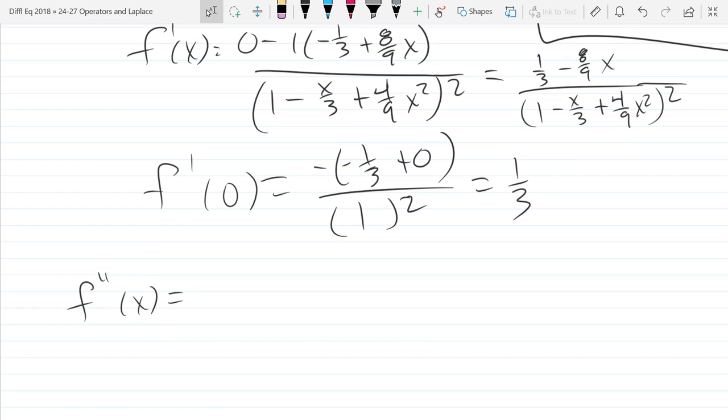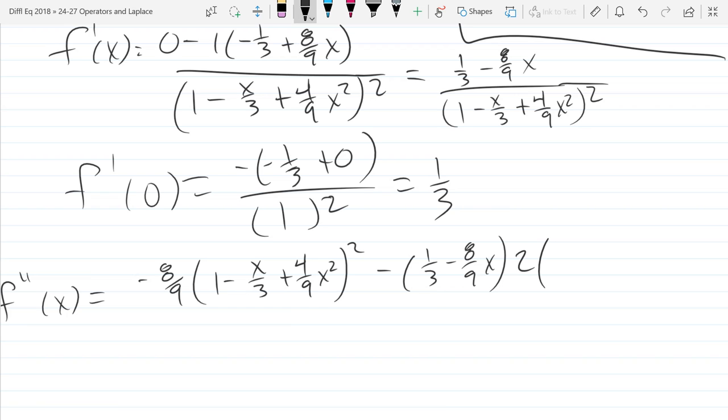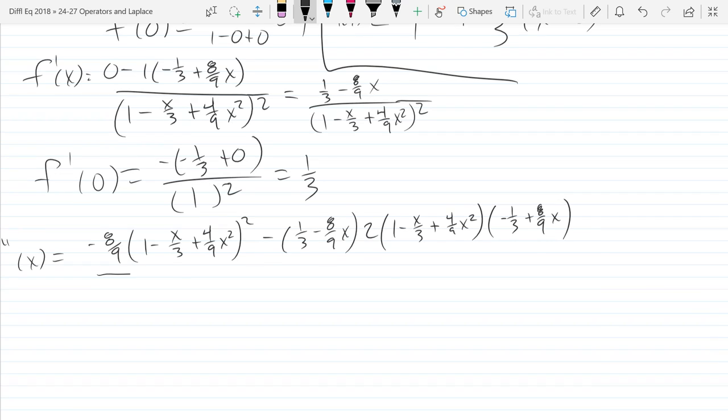So we're going to find the derivative right now. We got negative 8/9 times the entire denominator, minus the original numerator times the derivative of the denominator. So that's 2 times 1 minus x over 3 plus 4 over 9 x squared, to the first power, which we're not going to write, times the derivative, which is negative 1/3 plus 8/9 x. All right, so that's the numerator. Denominator is the denominator squared, which is really the fourth power.